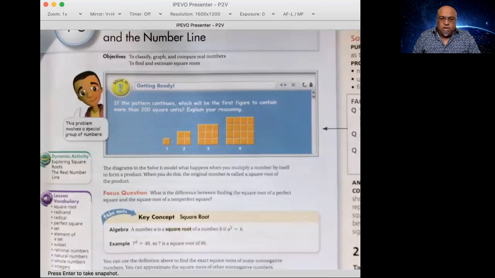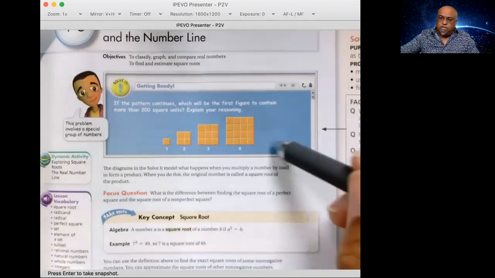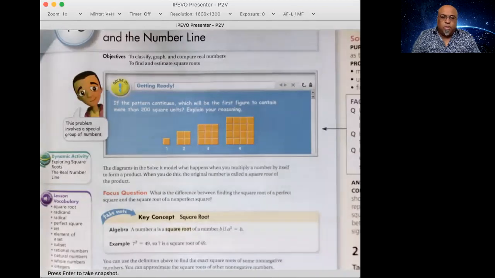Meaning that these numbers are what we call square numbers because they represent a number times itself. 1 times 1 is 1, 2 times 2 is 4, 3 times 3 is 9, 4 times 4 is 16, and if it had it, 5 times 5 would be 25, and there'd be 25 little orange blocks there, okay?